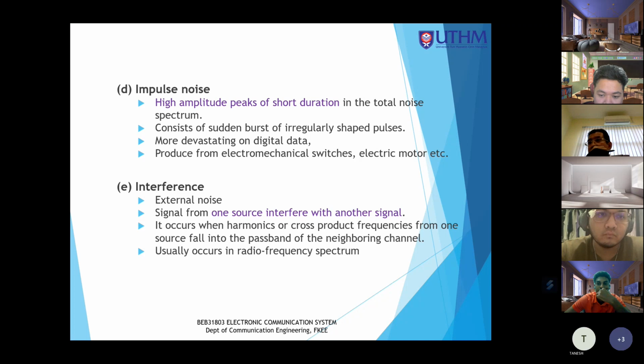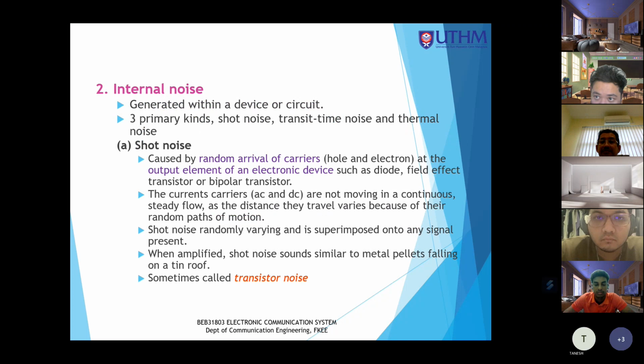kepada receiver. So what happened is that, we try to minimize or we try to avoid the interference. If interference occurs at a significant level, the receiver would be unable to differentiate whether this signal is from me or from Aiman, for example. So receiver tidak dapat membezakan antara dua punca. Adakah ini daripada source A ataupun source yang lagi satu. Okay, so that's about the interference.